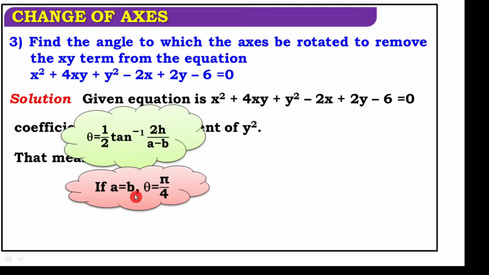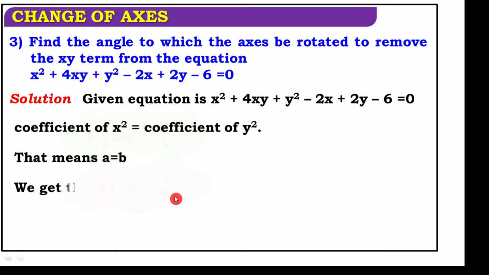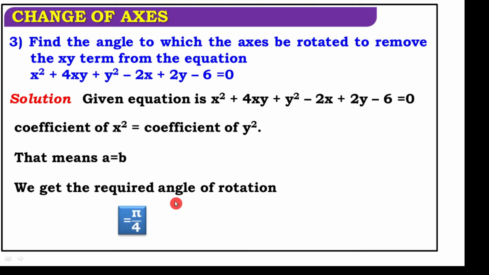If a equals b, then theta equals pi by 4. We know that if a equals b, then theta equals pi by 4. We get the required angle of rotation is pi by 4.